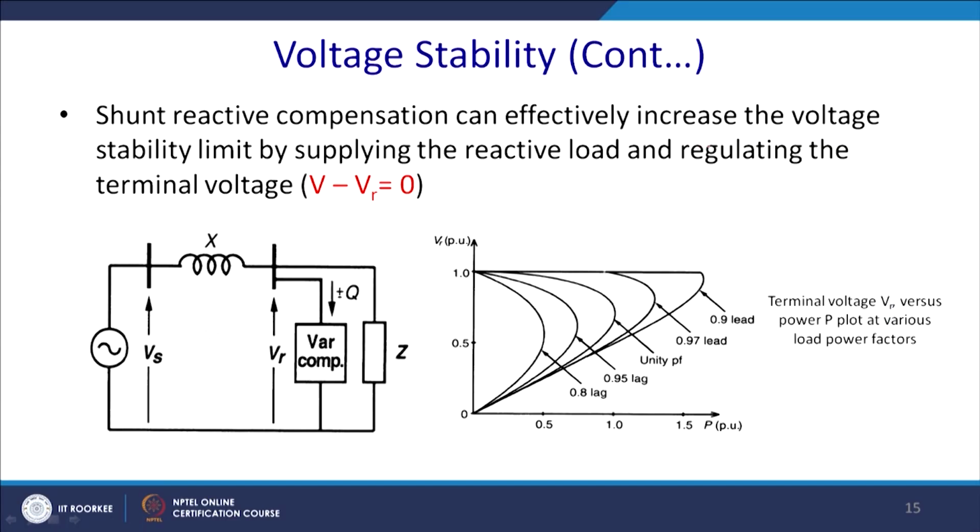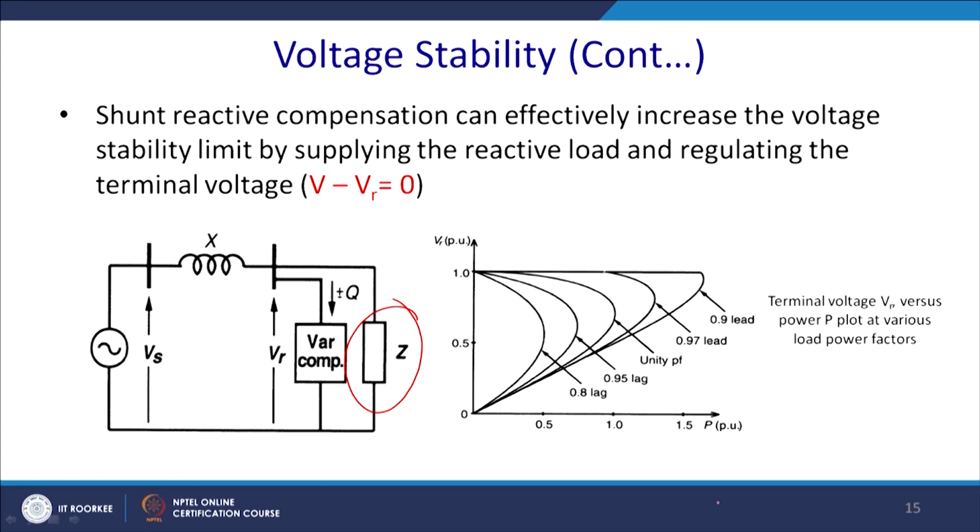So, for this reason, generally shunt devices are placed close to the sending end voltage. Shunt reactive compensation can effectively increase the voltage stability limit by supplying reactive power to the load and regulating the terminal voltage. What happened, the power required by this inductive load can actually be compensated by the shunt compensator. Thus, we will find better voltage regulation, and ultimately you will find that this is the voltage characteristic.